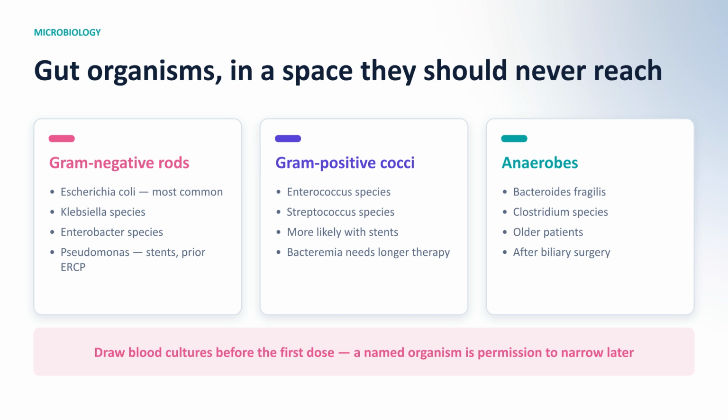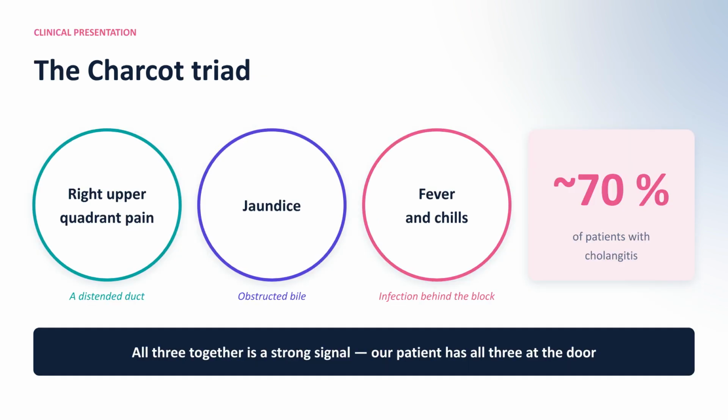Draw blood cultures before you give antibiotics. They are positive in a large share of these patients, and a named organism is what lets you narrow later with confidence. Now the classic findings. The Charcot Triad is right upper quadrant pain, jaundice, and fever with chills. 3 findings, 1 duct. Pain comes from a distended duct, jaundice from obstructed bile, and fever from the infection sitting behind the block. The triad is present in about 70% of patients with cholangitis.